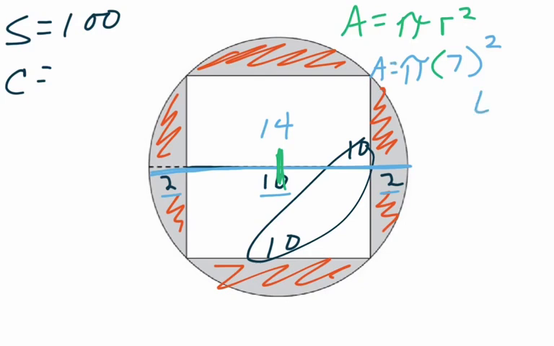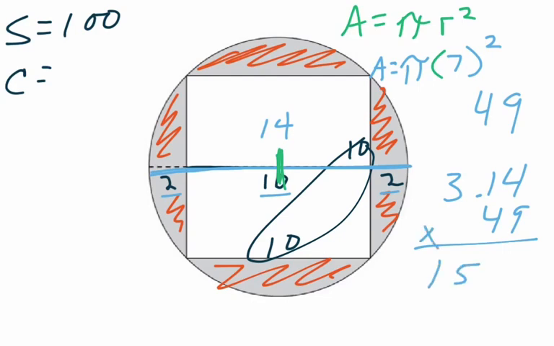7 squared is 49. So we're going to take 49 and multiply that times 3.14. I'll write it out real quick right over here. 49 times 3.14. Just worked it out prior to doing this just so it's a little faster. Is 153.86. So that is the area of the circle.